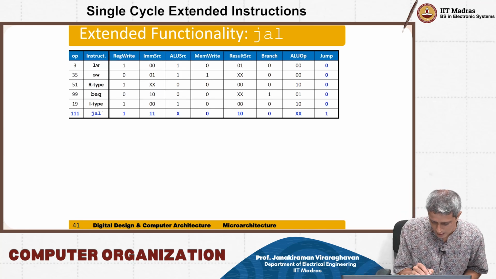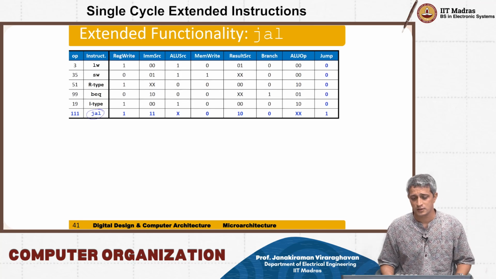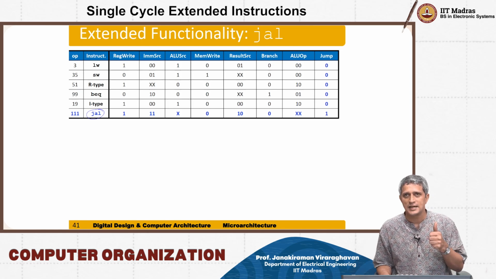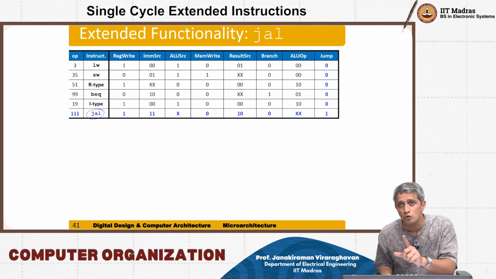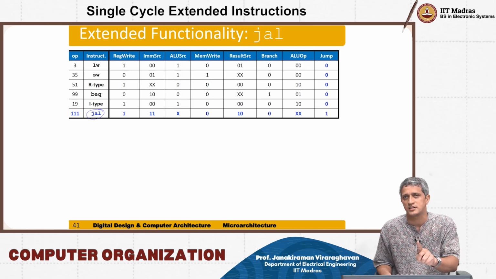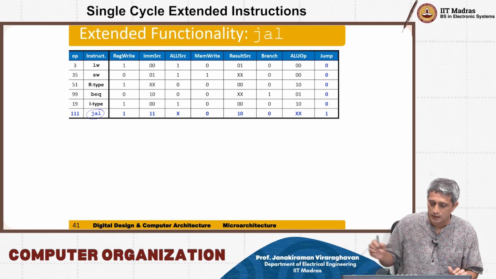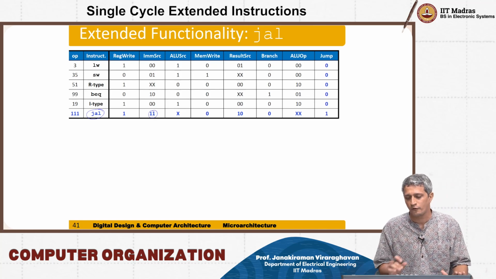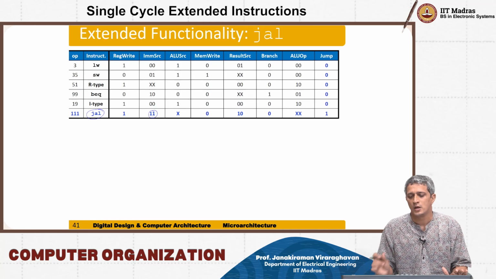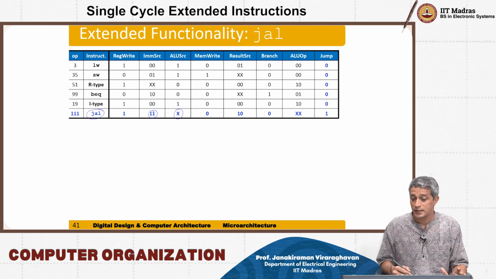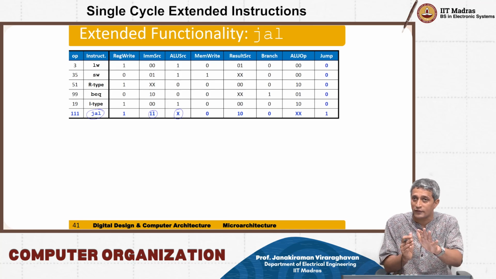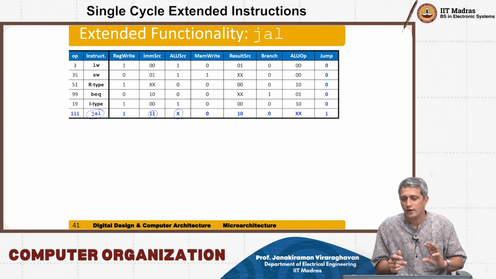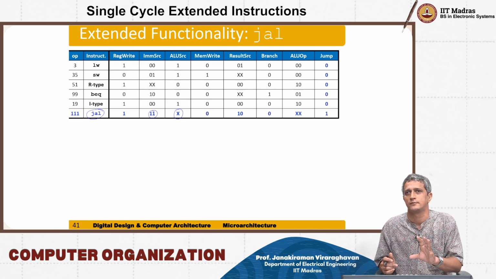Therefore, if you look at this jump and link, what we have is my reg write has to be 1. Why is reg write 1? Because I am calculating PC plus 4 and putting it into my return address, which is one of the registers in the register file. Okay, the IMM source has to be 11 because it's a new type of immediate encoding that we need to worry about. The ALU source really does not matter. Okay, why? Because the ALU is not being used in this instruction. You need to do PC plus 4, but for that there is a separate adder. Okay, and therefore the ALU source does not matter here, right?